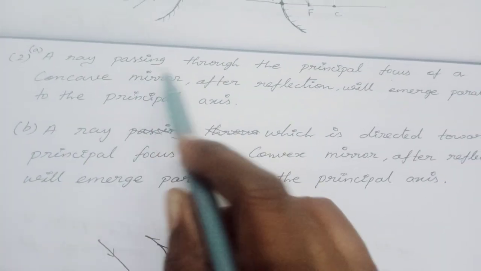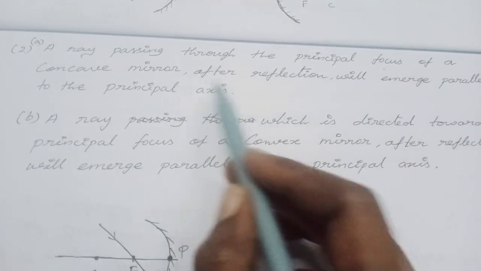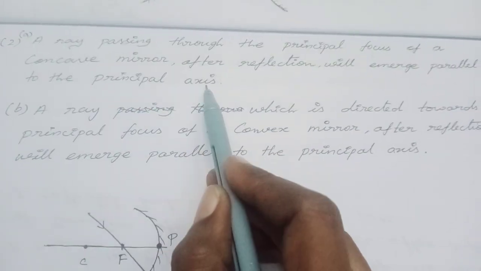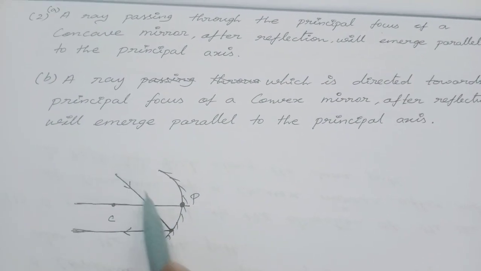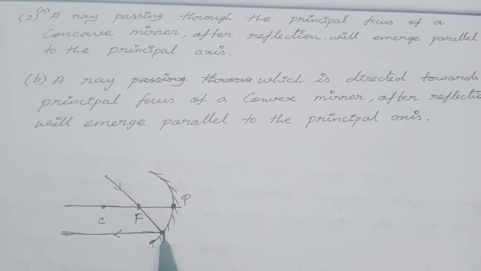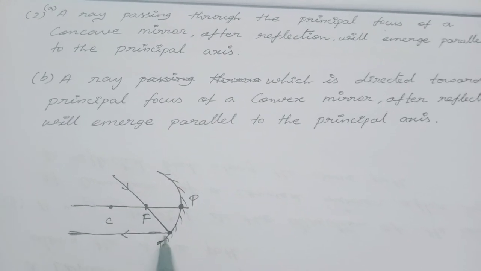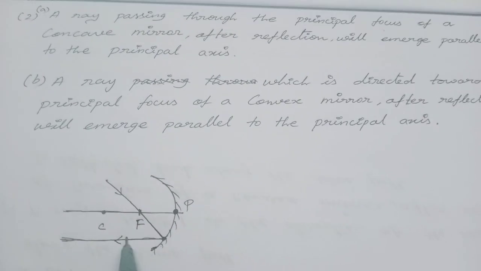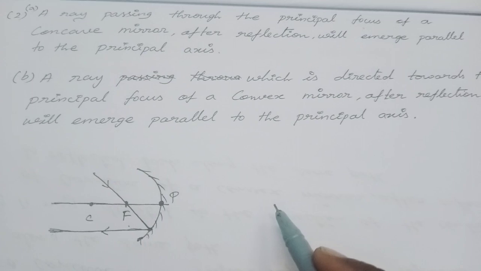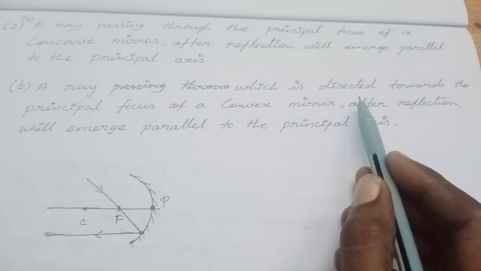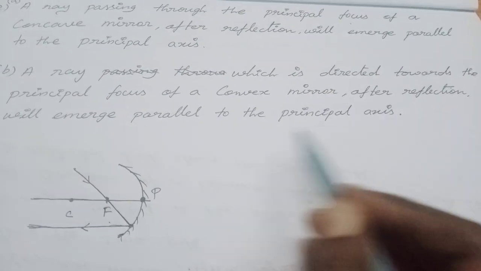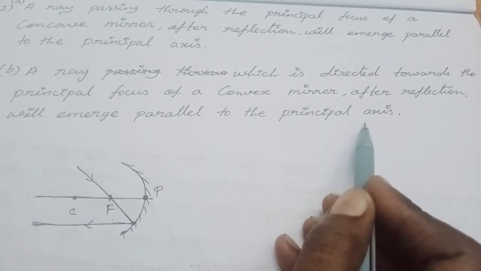See the statement: the ray passing through the principal focus of a concave mirror, after reflection, will emerge parallel to the principal axis. The incident ray is passing through the principal focus, and after reflection it becomes parallel to the principal axis. That is what I told, this is quite the opposite of the first point. In case of convex mirror, the ray which is directed towards the principal focus of a convex mirror, after reflection will emerge parallel to the principal axis.